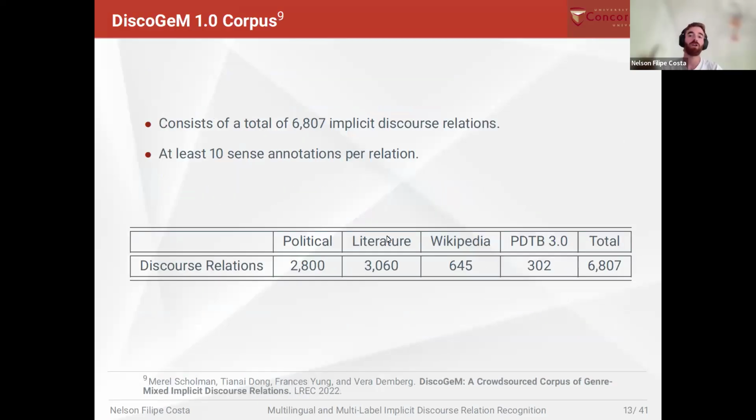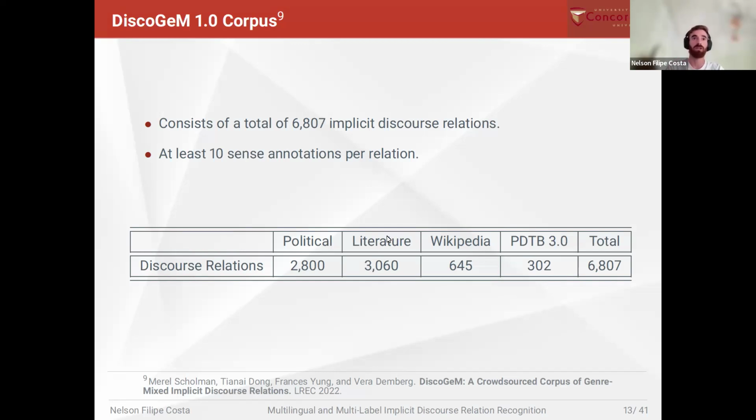And then another corpus that came out recently in 2022 is the DiscoGeM corpus that came to defy this idea that relations should have a single sense. What they proposed is a multi-label corpus. They collected 6,800 implicit discourse relations following the PDTB framework, but instead of having a group of expert linguists agreeing on a single sense per relation, they spread this task among lay people and asked each person to find the sense that they found more appropriate for each implicit discourse relation.